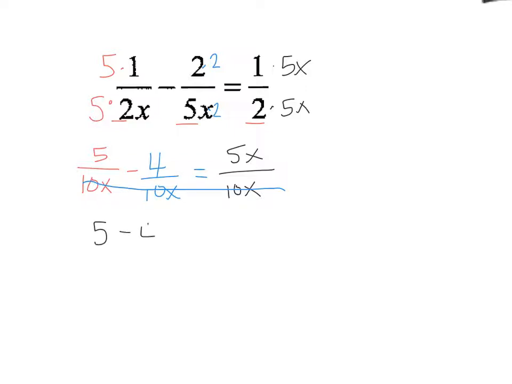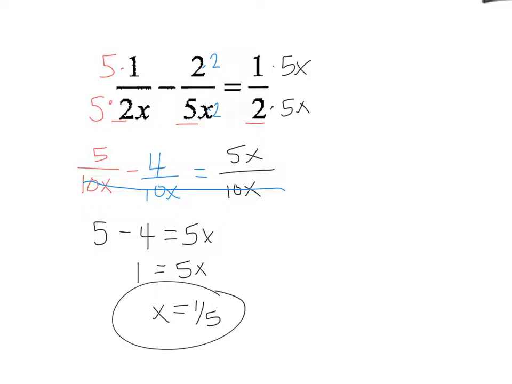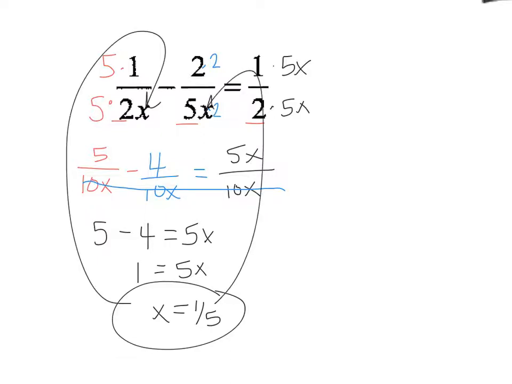So 5 minus 4 equals 5x. 1 equals 5x. x equals 1/5. So now what you want to do is see if 1/5 is restricted. No, it's not. And then you need to plug in and check to see if 1/5 works for these. So I'll show a check.